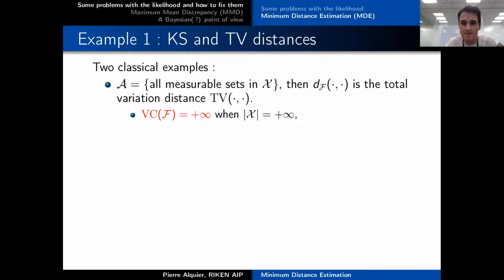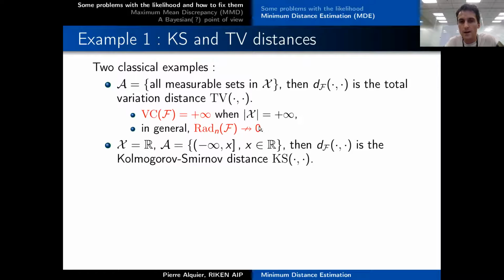the object space is finite, the Vapnik-Chervonenkis dimension is infinite and the Rademacher complexity does not go to 0. So it's not a suitable example in this case. But of course, if you work on R and you just take half lines, then you obtain the Kolmogorov-Smirnov distance.